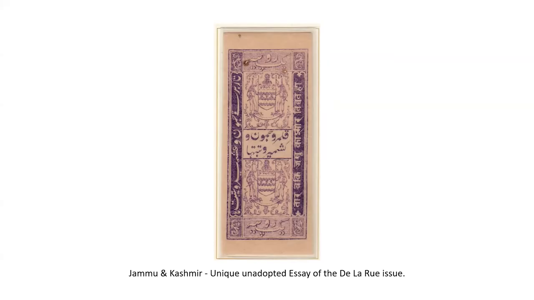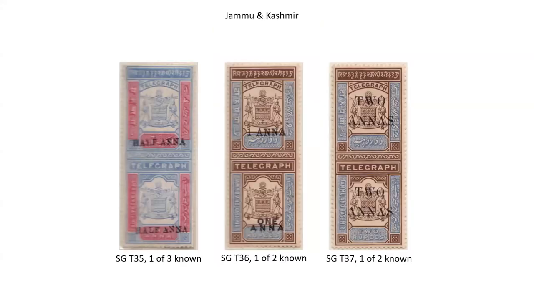This is the unique unadopted essay supplied by De La Rue. Here we have, so there was a shortage of the lower denomination stamps, especially the half anna, the one anna and two annas. So they took some of them, and this was done locally, not in England, and surcharged them. The one on the left is one of three known mint examples. The two in the middle and the right are each one of two known examples.